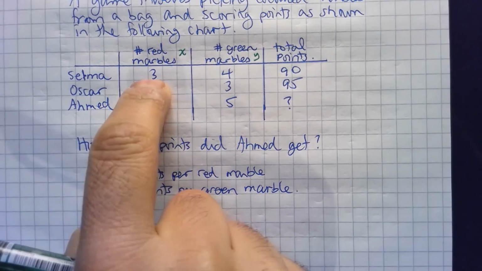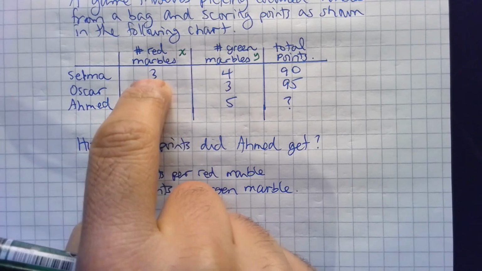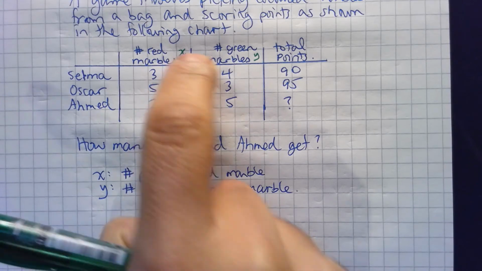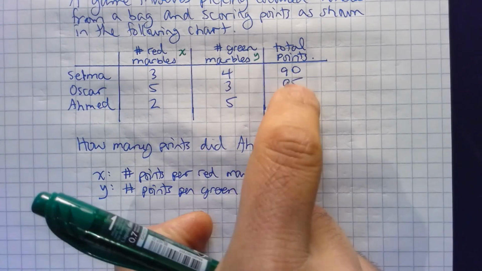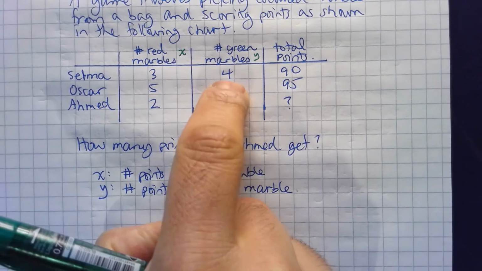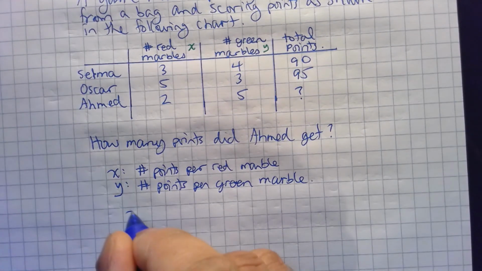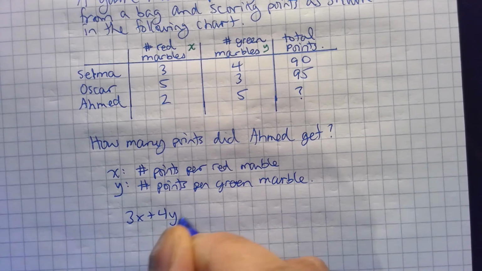So for Selma, she's got 3 marbles and they're each worth x number of points. She's got 4 marbles, each worth y number of points to give you 90 points. So 3 of the x's plus 4 of the y's gives you 90. So Selma's rule would be 3x plus 4y equals 90.